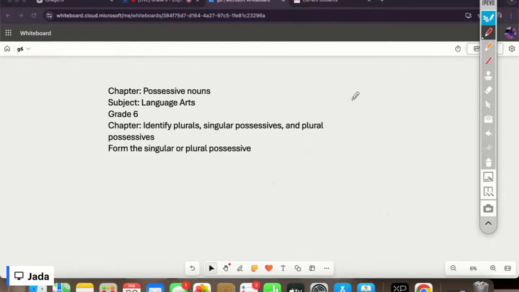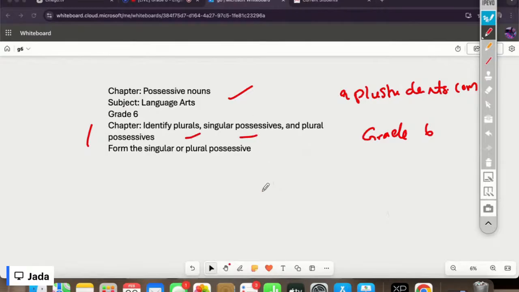Today we will have possessive nouns. First, you have to log in using the a+10.com. Click on your name, move on to language at the grade 6. Chapter is possessive noun. Lesson is identify plural, singular possessive, and plural possessive from the singular or plural possessive.